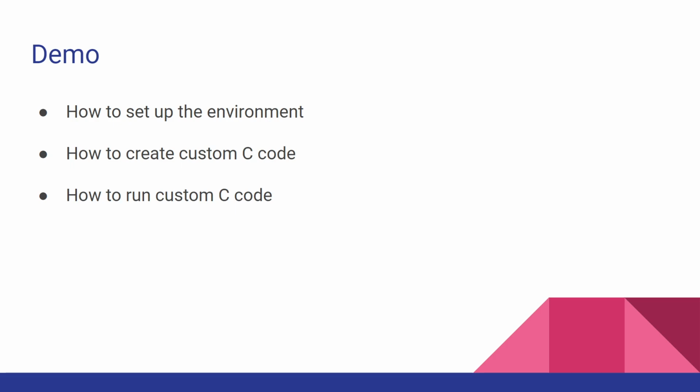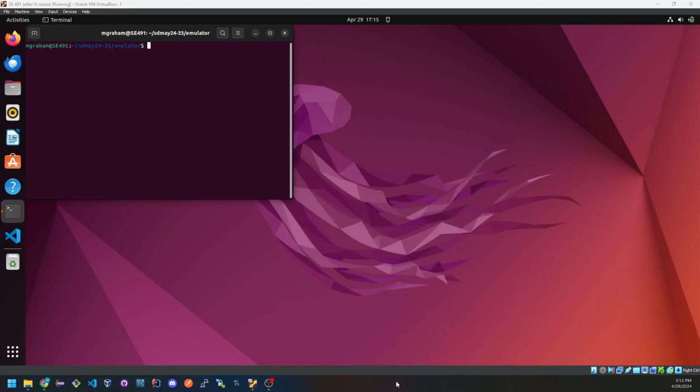Moving on, we will go to the demo. We will show how to set up the environment, how to create the custom C code, and how to run this custom C code. We will now move into our Linux VM and pick up from the SDMA folder with the emulator directory inside. If you have not already cloned this directory, this is also needed.